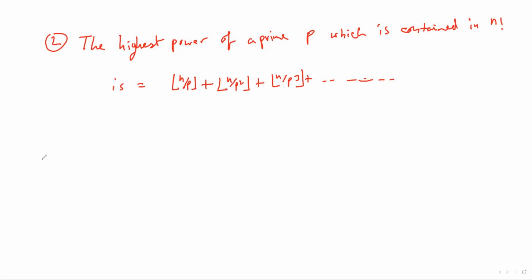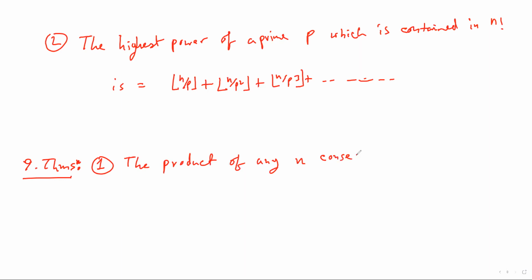Now we have a theorem. It's theorem 9 in Barnard and Child's book. The theorem states that, basically this section number 9 contains multiple theorems. The first being the product of any n consecutive integers is divisible by n factorial.